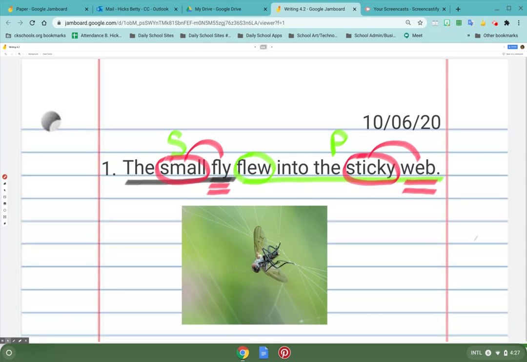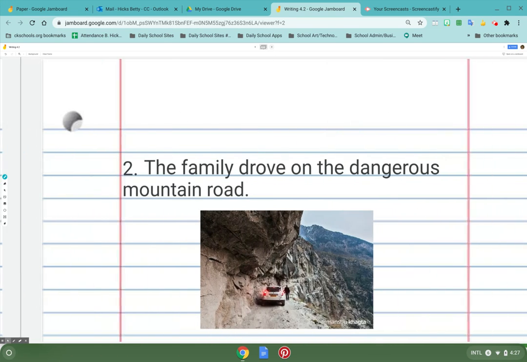Now, the last thing I do with my sentence is I look for the capital letter and I look for the stopping mark. I have to have it. If you don't have it, it isn't a sentence. Then the very last thing I do is I read it to somebody. So I go over to mom, dad, my brother, and I say, listen to my great sentence. The small fly flew into the sticky web. Beautiful. One thought, wonderful. I move on.